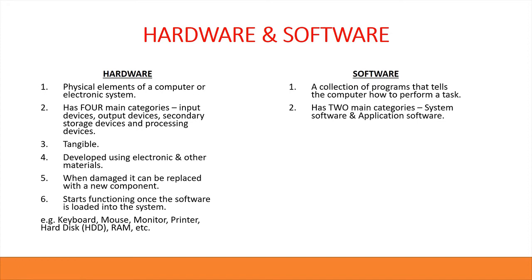Another important distinction between hardware and software is that software has two main categories, whereas hardware has four. Software is again classified into system software and application software. We will be looking into this. Software is intangible, digital or virtual, something which cannot be touched or moved around. It can only be seen and manipulated.